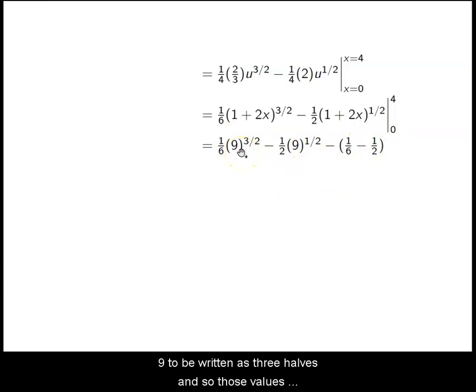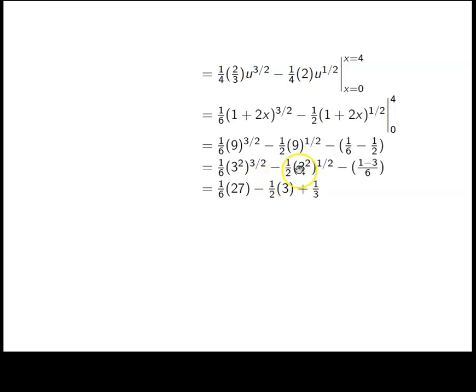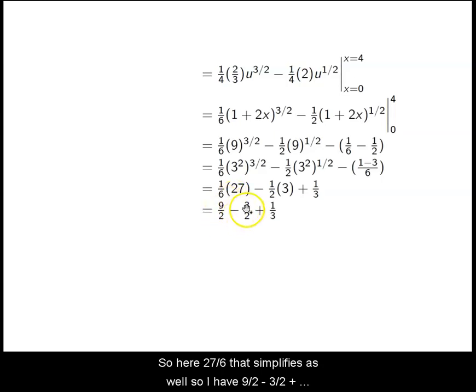9 can be written as 3 squared, and so those values will cancel. This 2 and this 2 here will cancel. This 2 and this root cancel as well. So this turns into 1/6 times 3 cubed, or 27. This turns into just a 3. Here I'm making my common denominator. And when I simplify and distribute this negative, I get 1/3. So here, 27 over 6 simplifies as well. So I have 9/2 minus 3/2 plus 1/3.